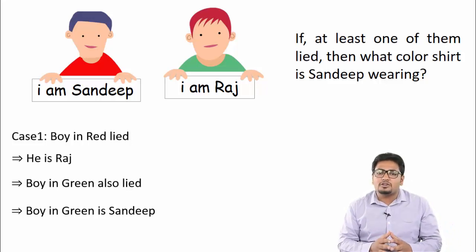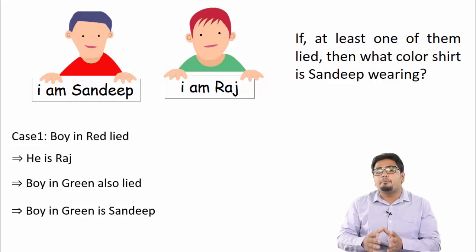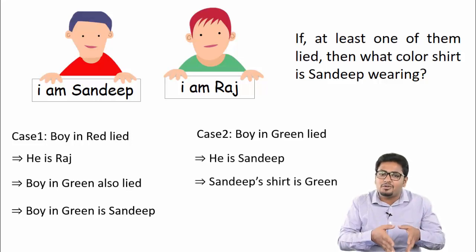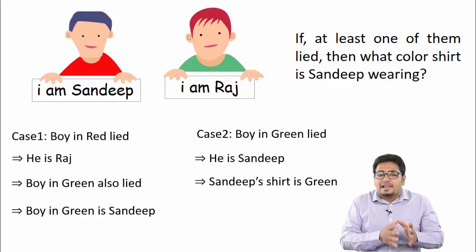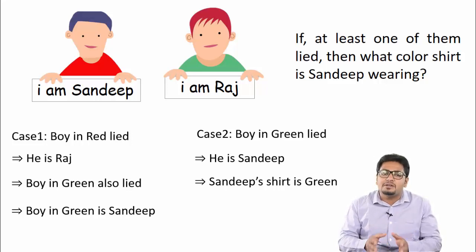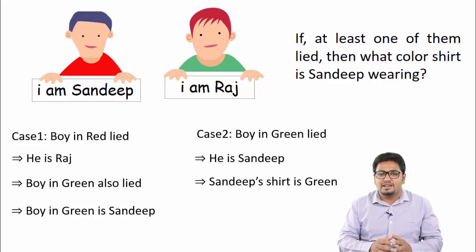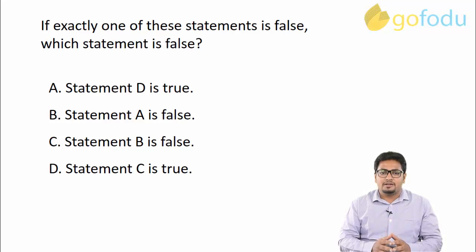But it's always a good idea to cross-check our answer. Consider case 2 where the boy in green lied. It means he is Sandeep, and now it is definite that Sandeep is wearing the green shirt. Like this, we have to try and minimize the number of cases for each question that we come across. Let's take another example to understand it a little better.